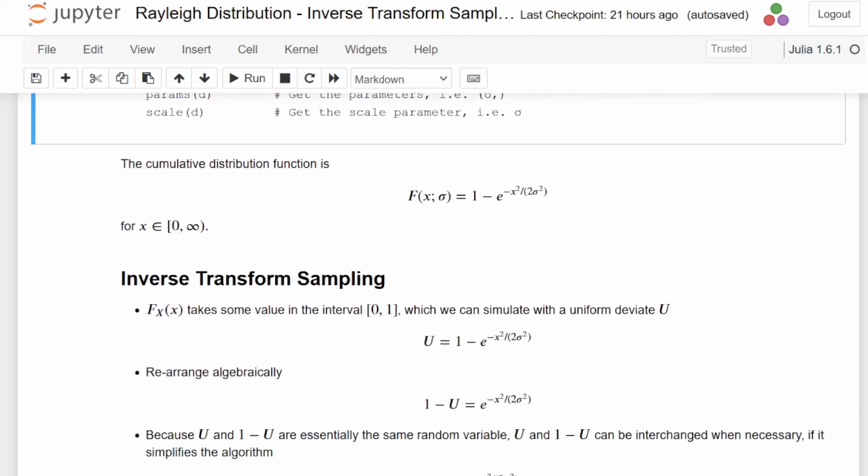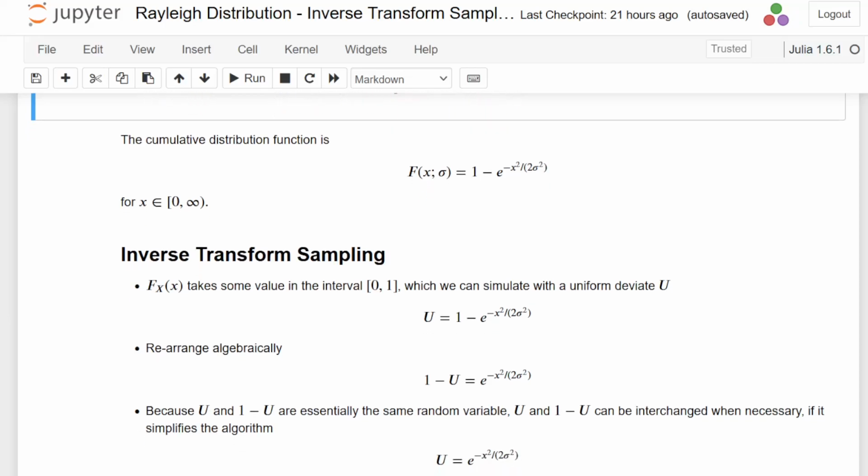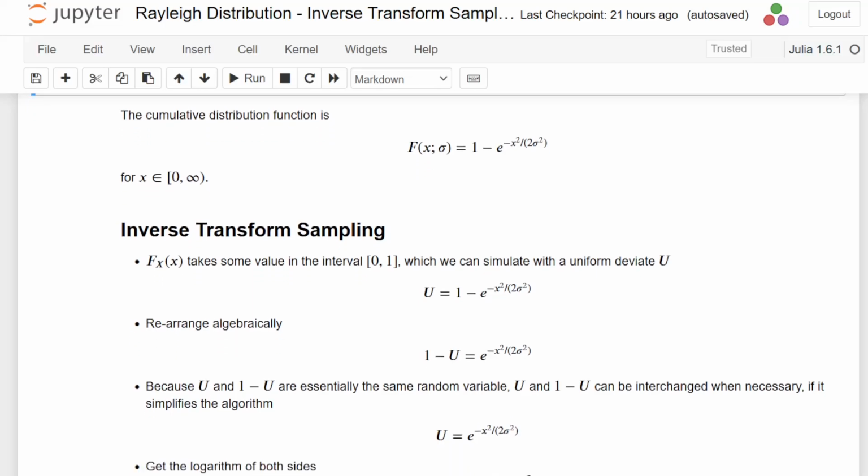What is important here is the cumulative distribution function. Capital F of x and sigma equals 1 minus the exponential of minus x squared divided by 2 sigma squared for x between 0 and infinity. So it has positive numbers as the support, or x equals 0 as well. The cumulative distribution function is the key item with regard to generating our algorithm.